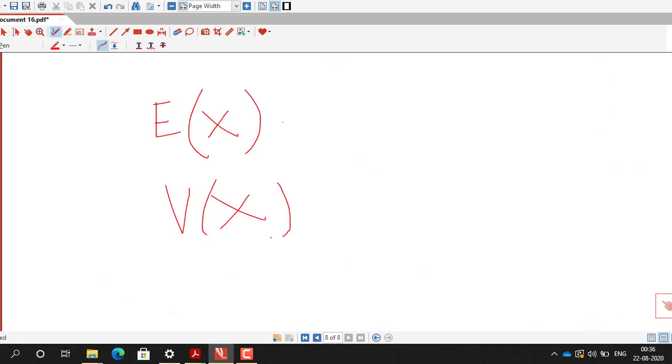So in this way we can find the expected value of a discrete random variable, the variance of a discrete random variable, and the standard deviation sigma of a discrete random variable. So we just have to remember the formula for each of these.